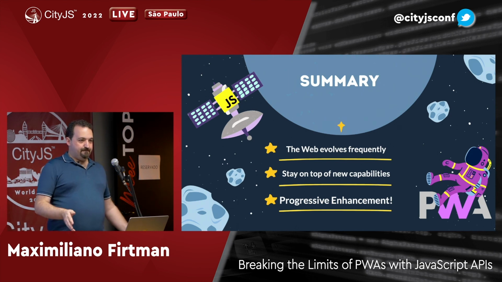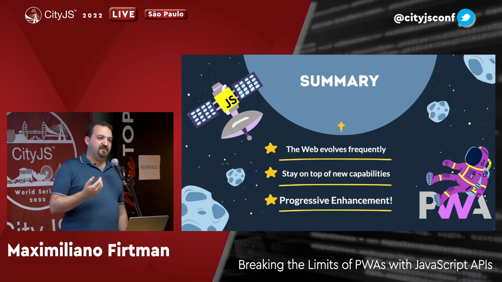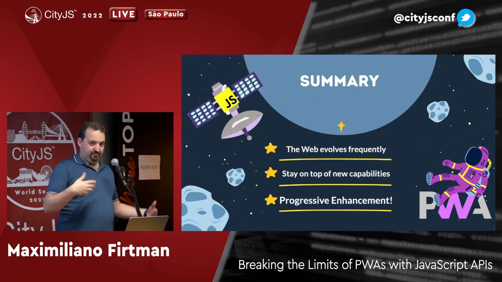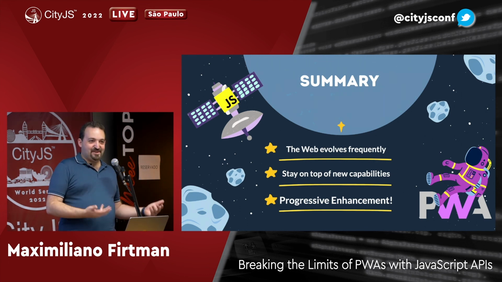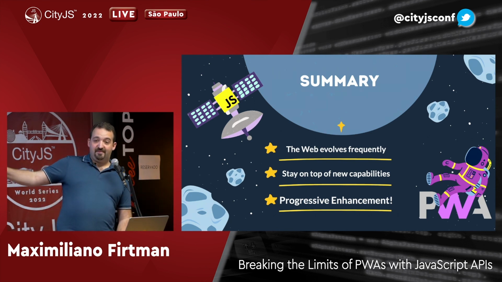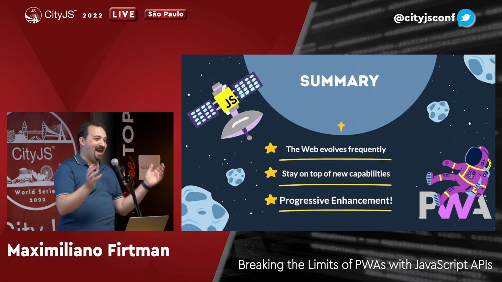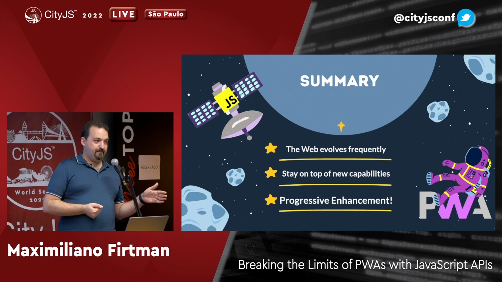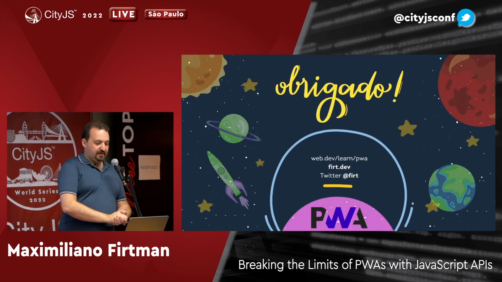So as a summary, the web evolves frequently. We know that. So we should stay on top of new capabilities because this is changing all the time. One way is to come to CTJS every year. But try to stay on top of new features and APIs. And please use progressive enhancement, because not every feature will work the same on every browser, on every platform. Make sense?